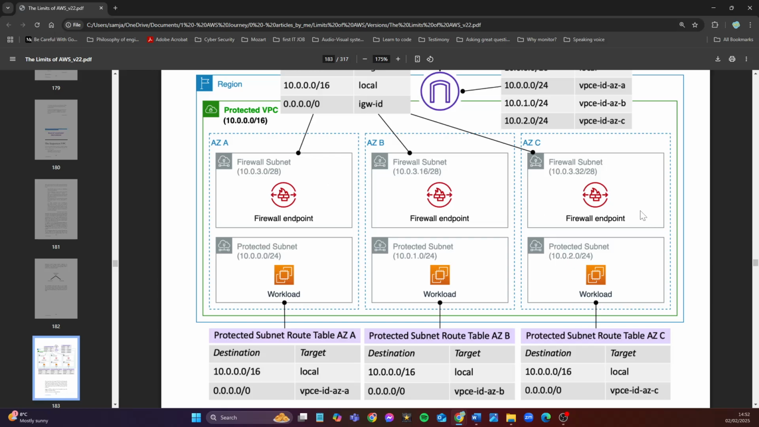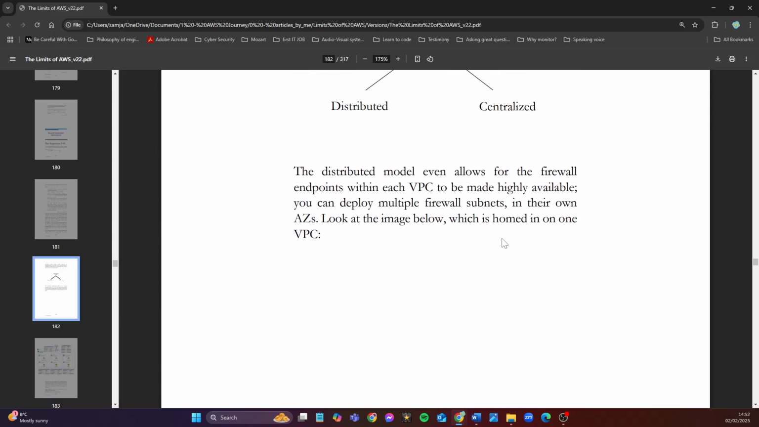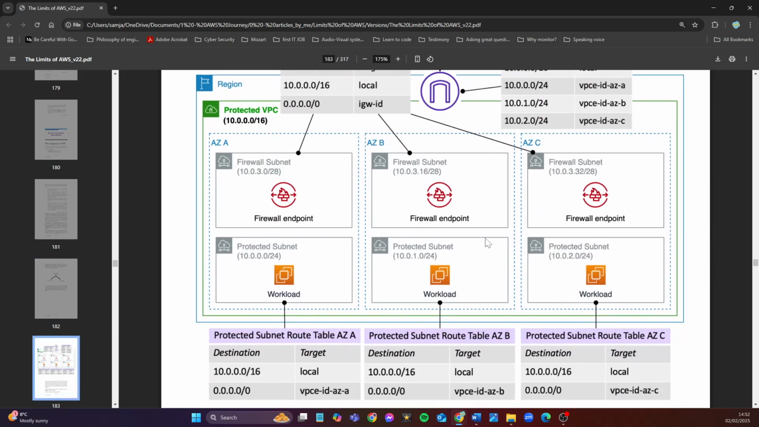And they're in separate availability zones, which is contributing to increased availability. If AZC goes down, we still have AZA and AZB, and you'll notice that the Internet Gateway has a route to all three of them, so it really can independently depend on each of the three firewall endpoints. So it is demonstrating high availability. You can deploy multiple firewall subnets in their own availability zones, and that's what we have.